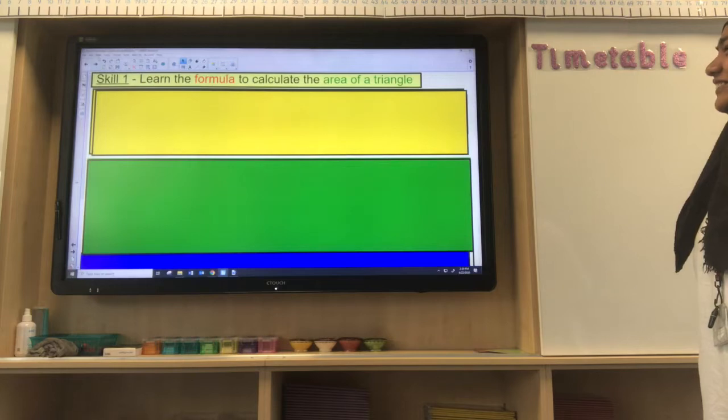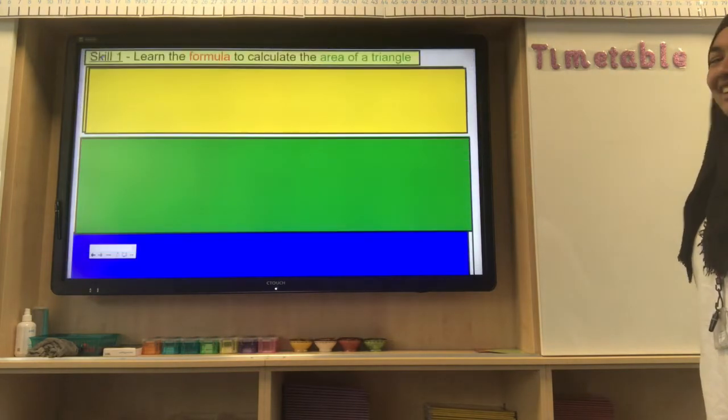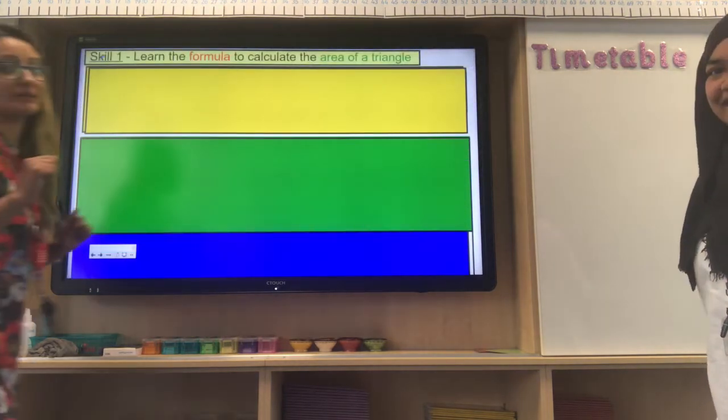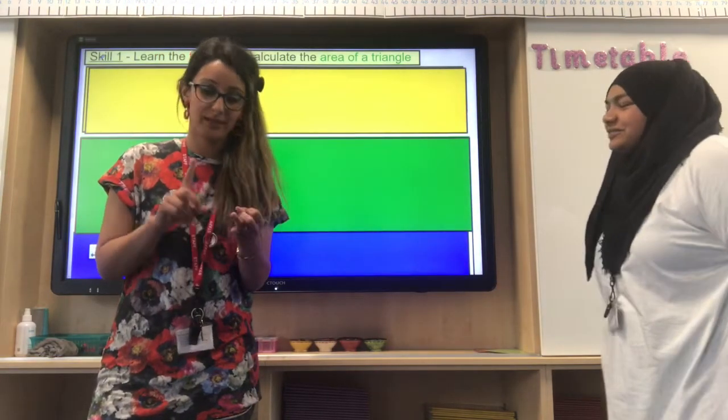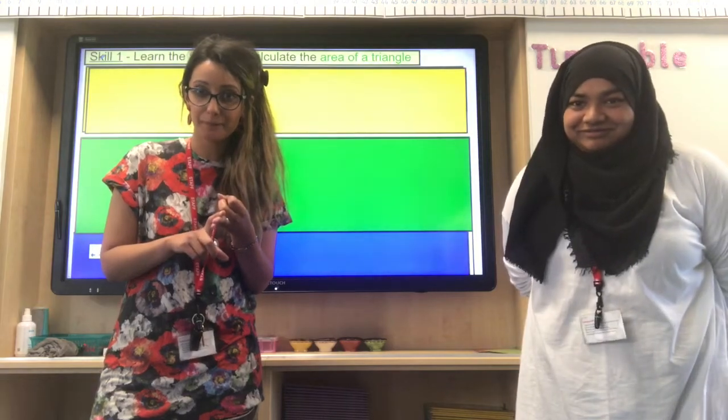Okay, so just pause at this point here and say out loud what is the formula for area of a rectangle and a square, and what is the formula for area of a parallelogram?